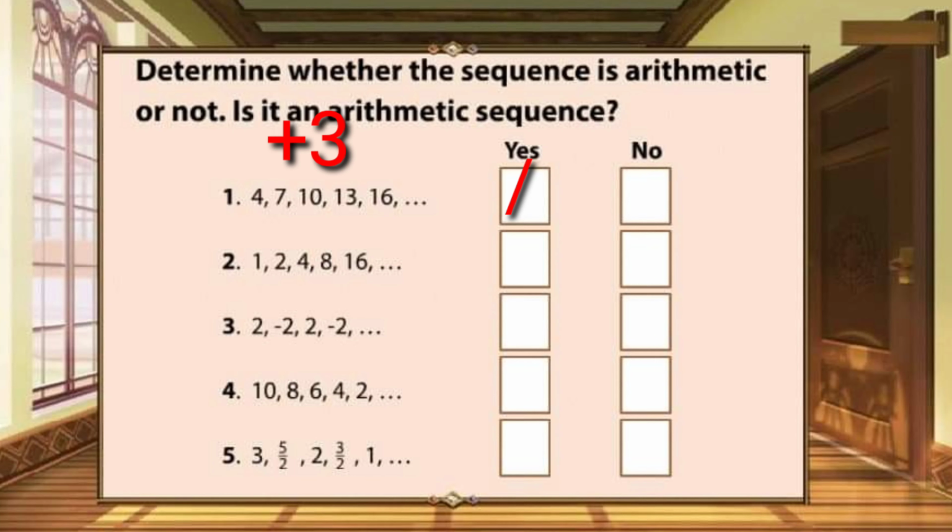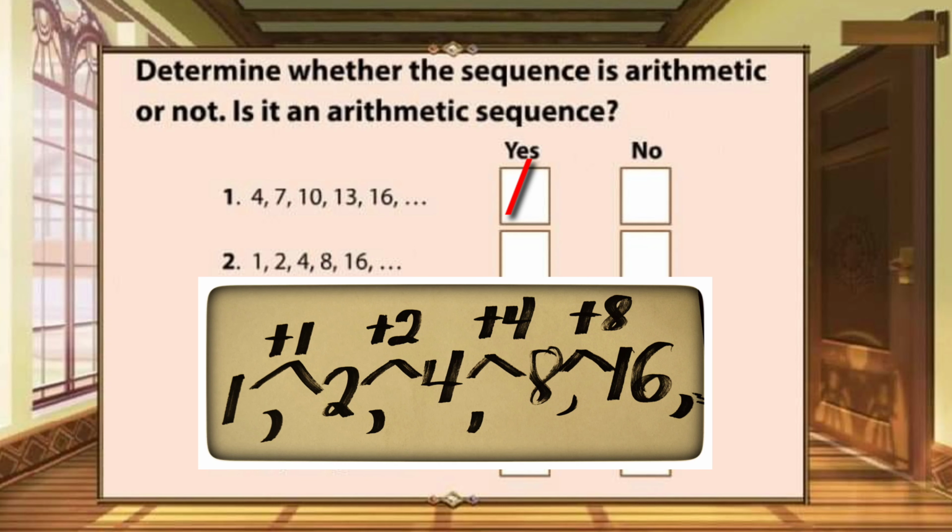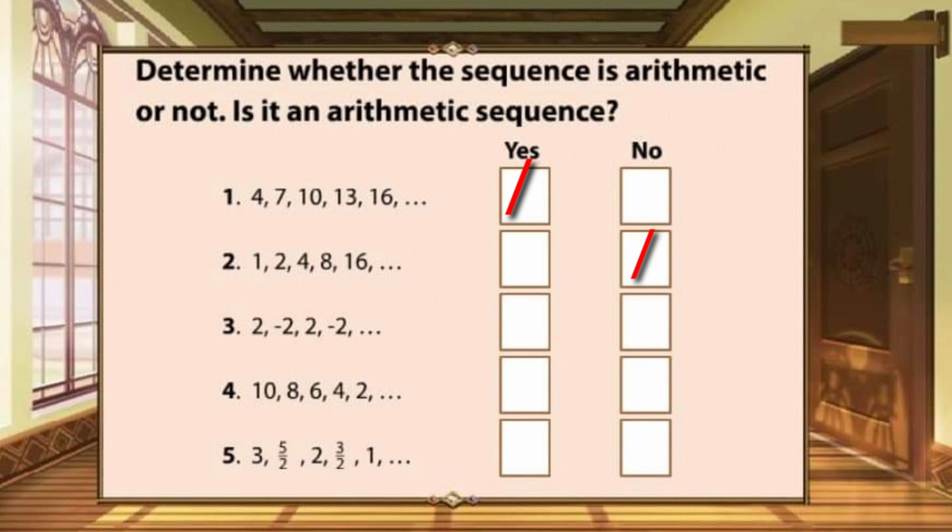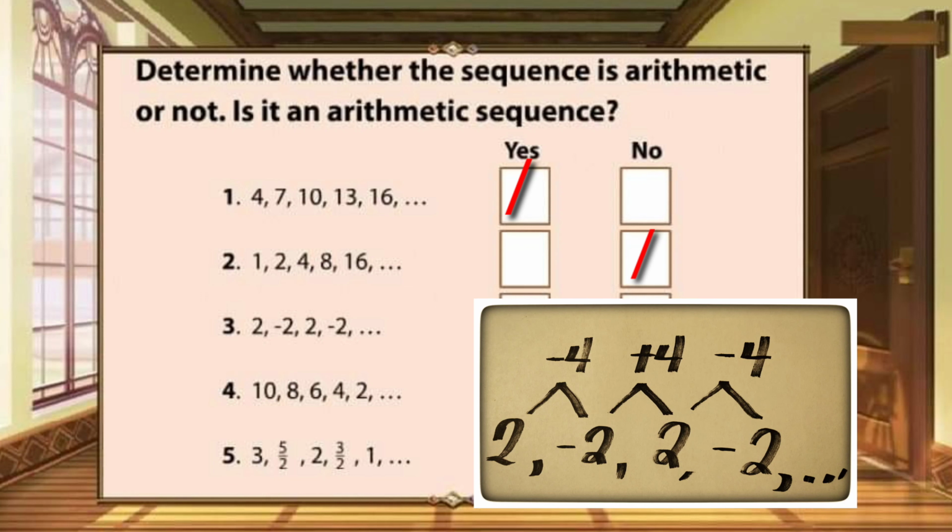Okay, number 2. 1, 2, 4, 8, 16. Okay, as we notice, magkakaiba ang numbers na ina-add natin. So, ito ay hindi example ng arithmetic sequence. Okay, how about number 3? Basta may pagkakaiba, basta magkakaiba ang numbers na ina-add to get the next number, ito ay hindi arithmetic sequence. Okay, so the answer is no.